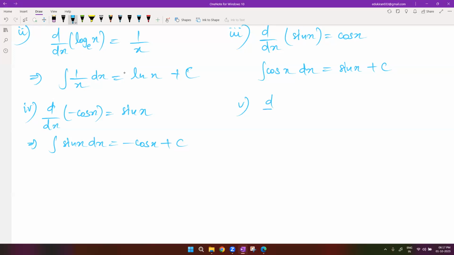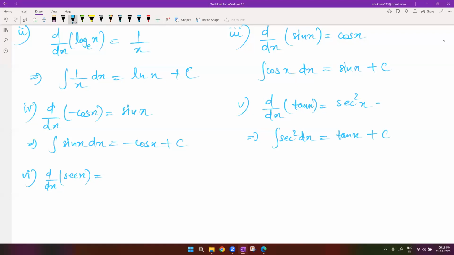Then again, what was the differentiation of tan x? Anyone? Sec square x. Sec square x, correct. So sec square x was the differentiation of tan x, which means that if you integrate sec square x, it would be tan x plus c.